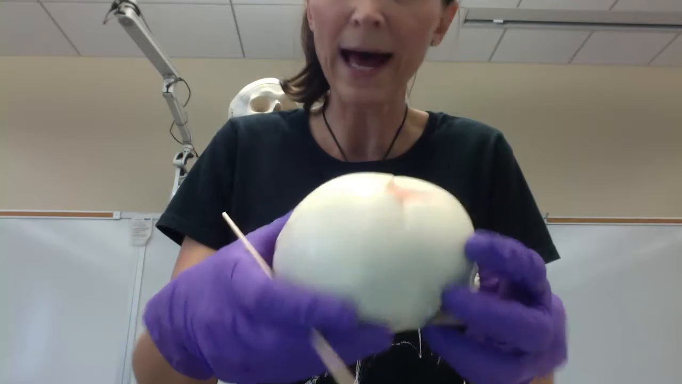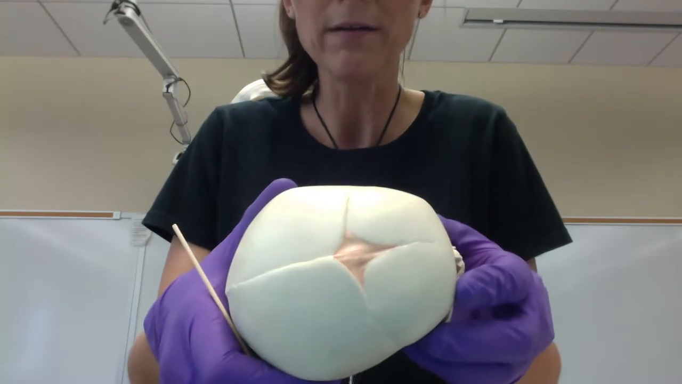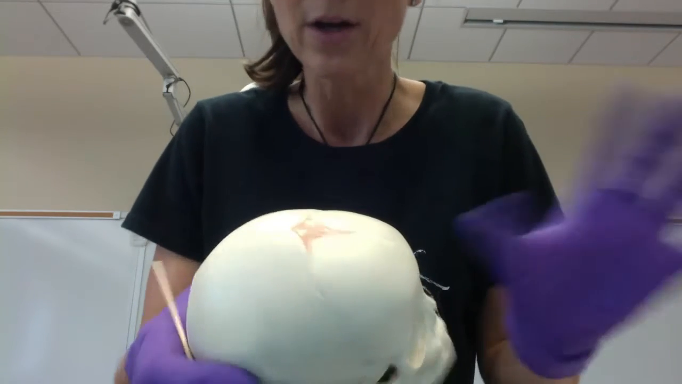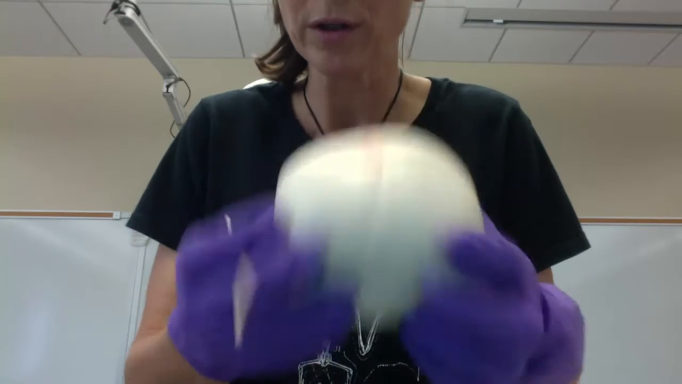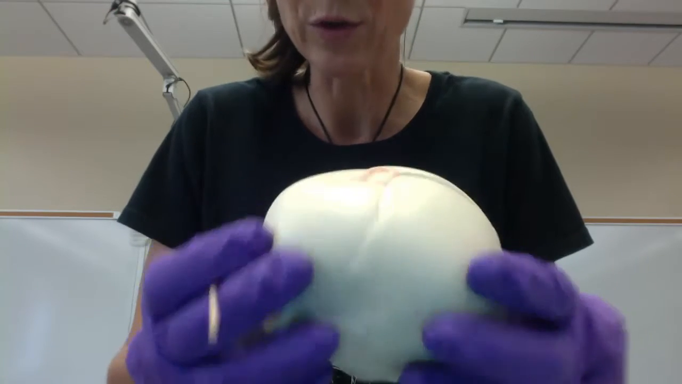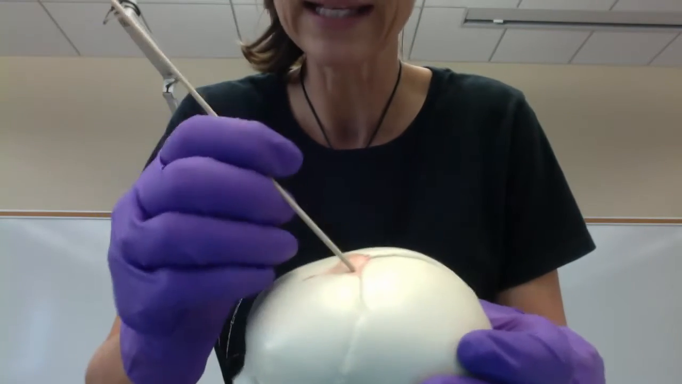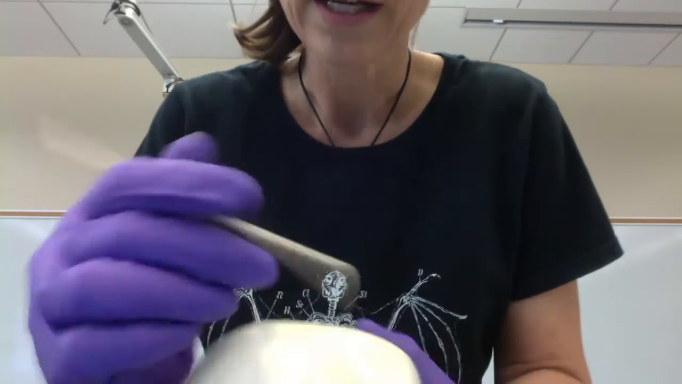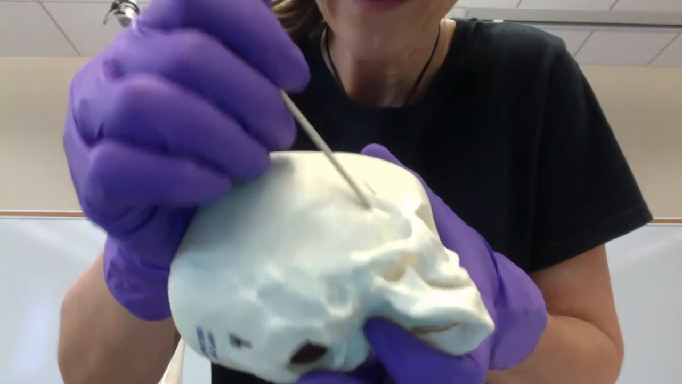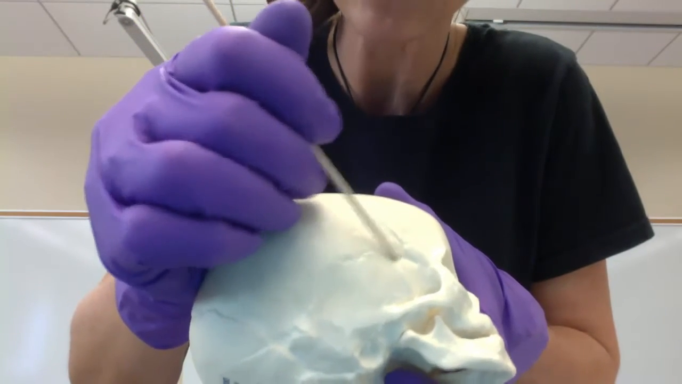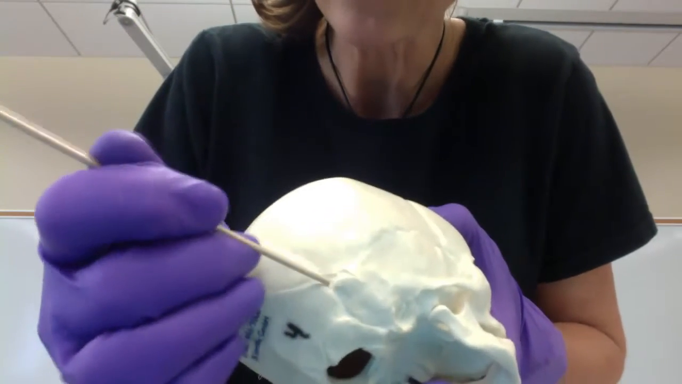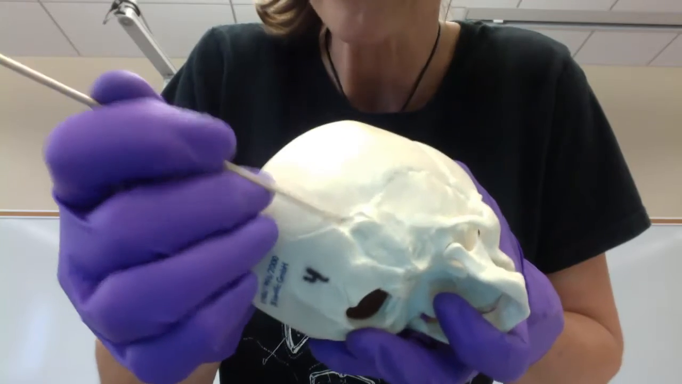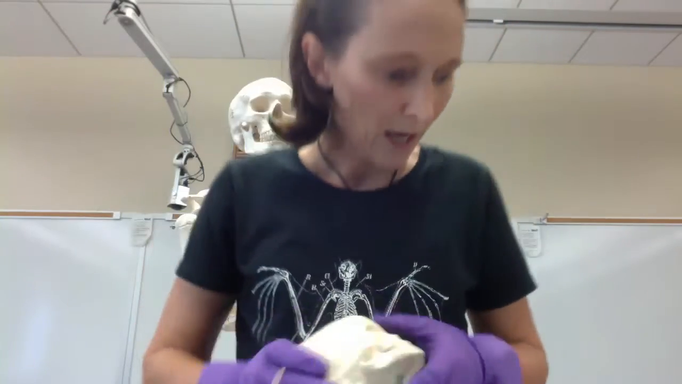And I believe we have images on the link for the lab to the actual infant skulls, fetal skulls, so that you can see all these fontanelles. So again, anterior fontanelle, posterior fontanelle, anterolateral fontanelle, or you can call it the sphenoidal fontanelle, and here the posterolateral or the mastoid fontanelle. So that's it for fontanelles.